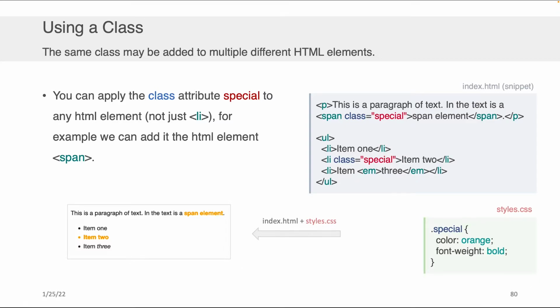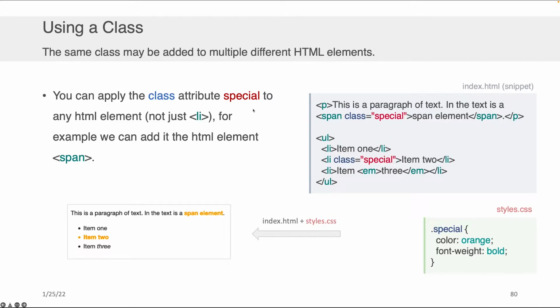Now you can apply the class attribute special to any HTML element, not just the list. That's what's nice about doing things in classes, right? Some of those earlier examples, when we were defining things at the level of the list attribute or the paragraph, we were sort of stuck. We couldn't have 2 different kinds of paragraphs with 2 different kinds of style. If we do things in classes, we can now take that class attribute and apply it wherever we think it's interesting.